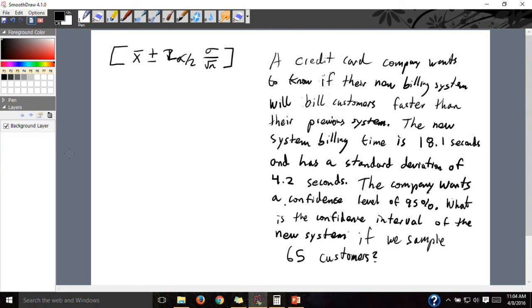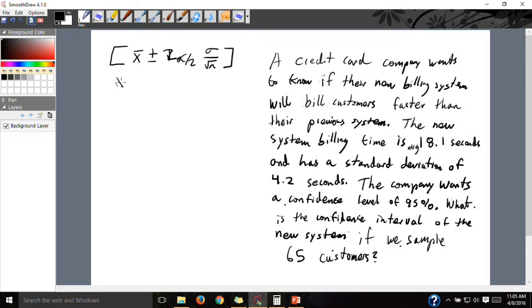A credit card company wants to know if their new billing system will bill customers faster than their previous system. The new system billing time is on average 18.1 seconds, and has a standard deviation of 4.2 seconds. The company wants a confidence level of 95%. What is the confidence interval of the new system if we sample 65 customers? Alright, so lots of information. So the first thing I want to do is look for these values.